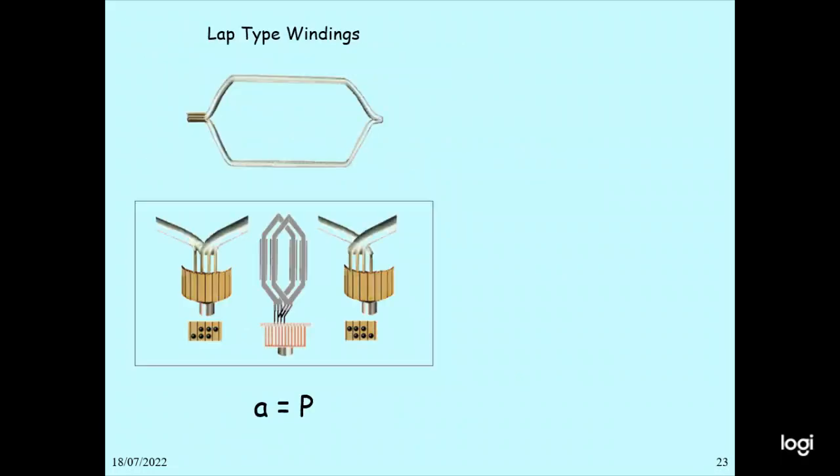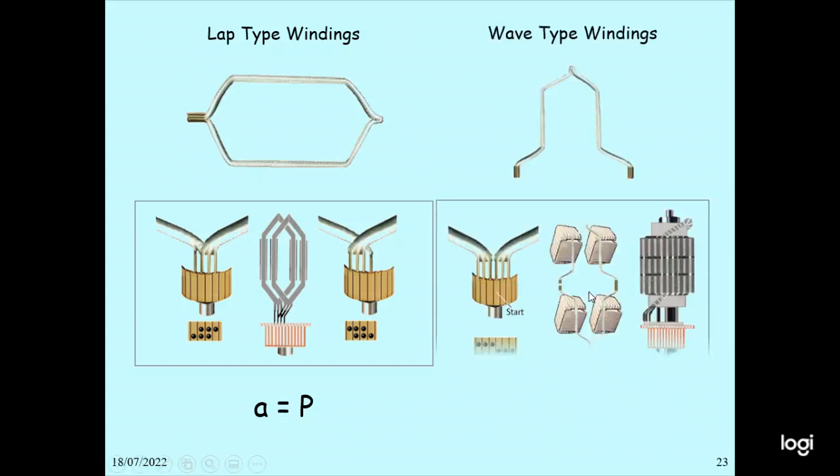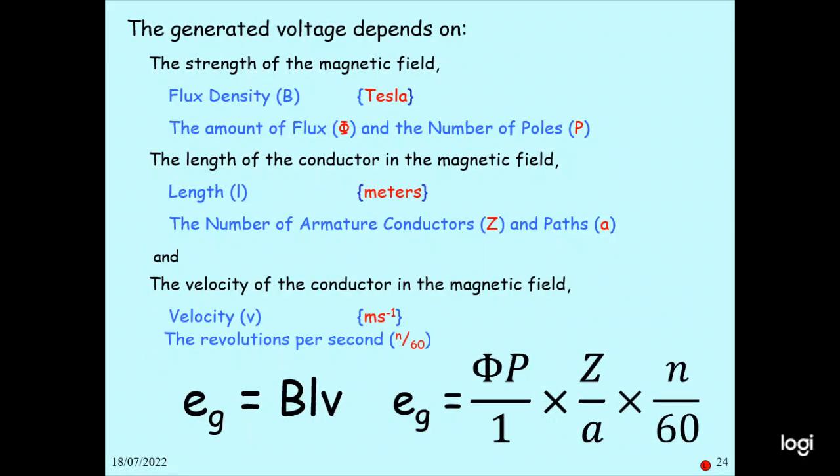So we calculate that E equal to BLV. E is the generator voltage, B is the magnetic flux density, L is the length, V is the velocity. E equals phi P by 1 multiplied by Z by A multiplied by N by 60. In this case, phi is the flux, P is the poles, Z is the number of conductors, A is the number of armature parallel paths, N is the speed in RPM. So this is how the EG equation is calculated.